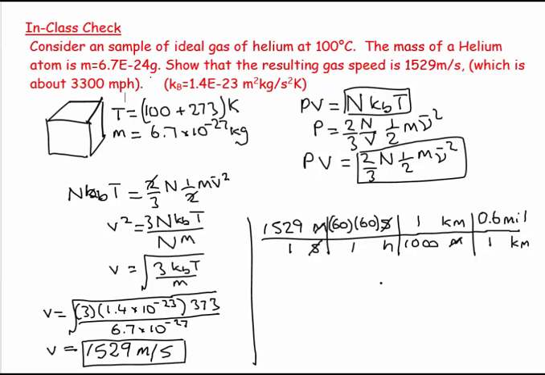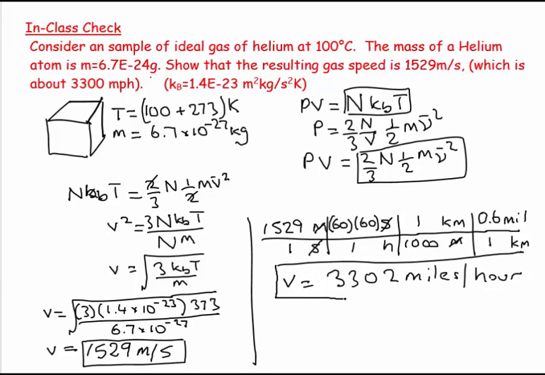So when I do this, I go 1529 times 60 times 60, enter, times 0.6, enter, and then divide that by 1000. And I get, yeah, so v is equal to 3302 miles per hour. So there's my 2 answers.